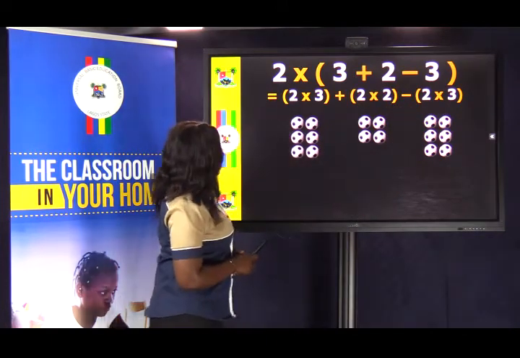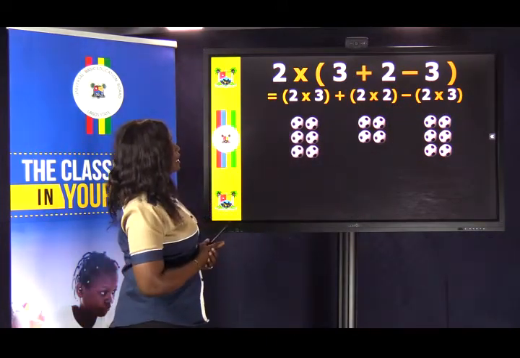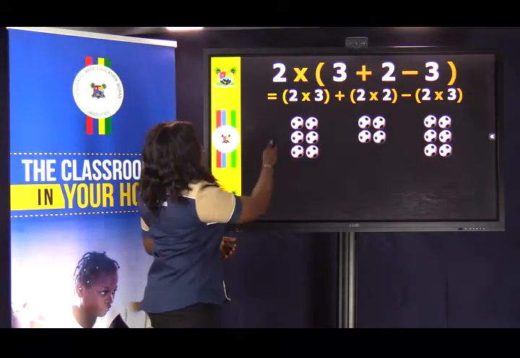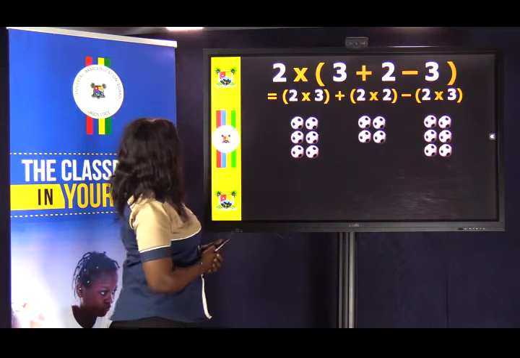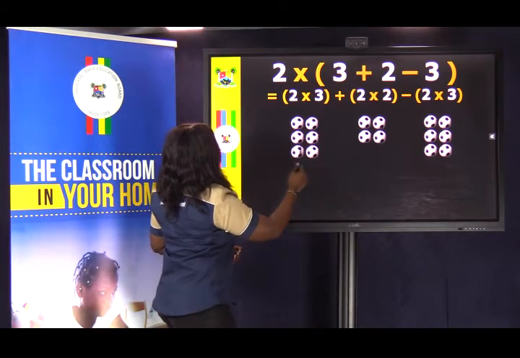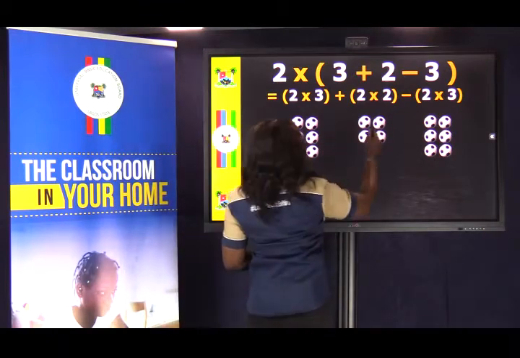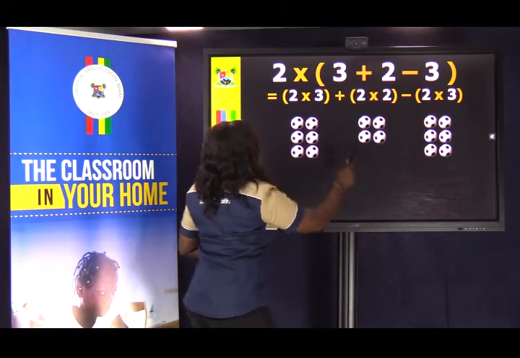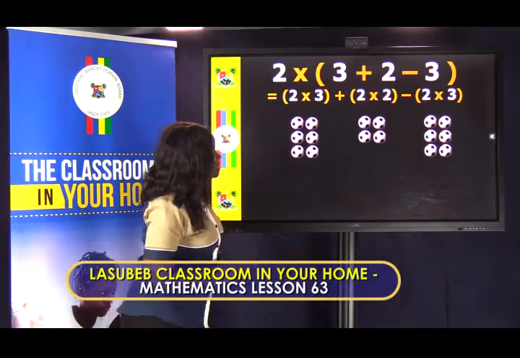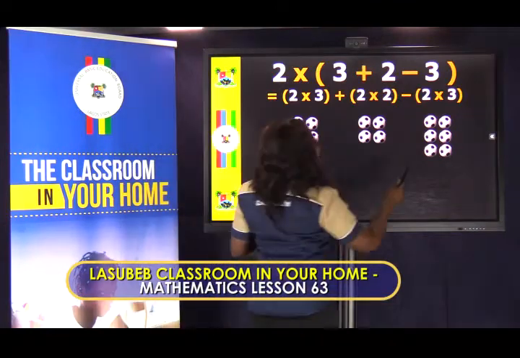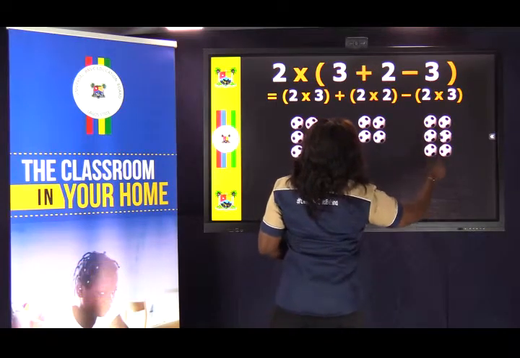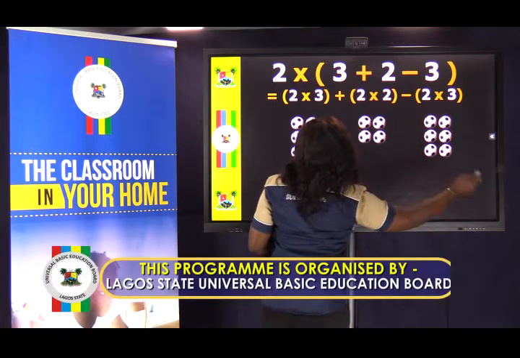I've written mine down. So we have 2 times 3, 2 times 2, 2 times 3. 2 times 3 means 2 balls in 3 places, and I've written it out. And 2 times 2 means 2 balls in 2 places. 2 times 3 means 2 balls in 3 places.